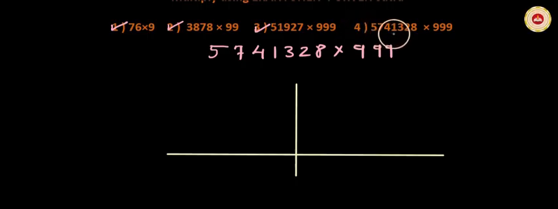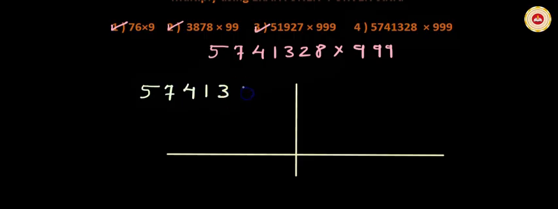Fourth example, 57 lakhs 41,328 multiplied by 999. So friends, what is the multiplicand? 57 lakhs 41,328 is the multiplicand. So the first step is to calculate Ekanyunen of this given multiplicand. That means 57 lakhs 41,328 minus 1 is 57 lakhs 41,327. See, we subtracted 1 from this multiplicand.